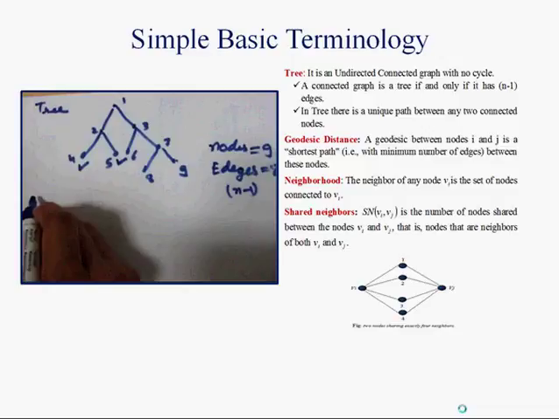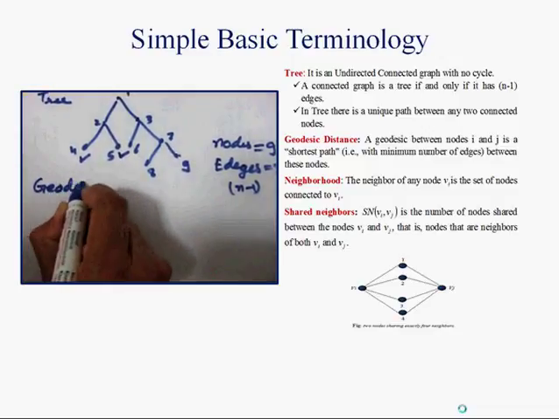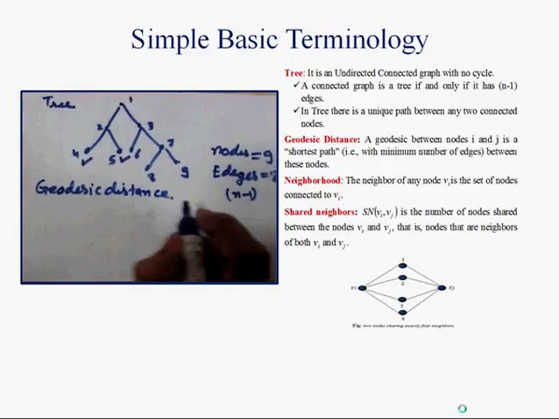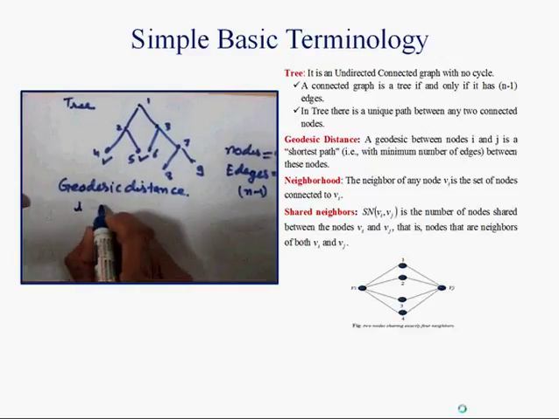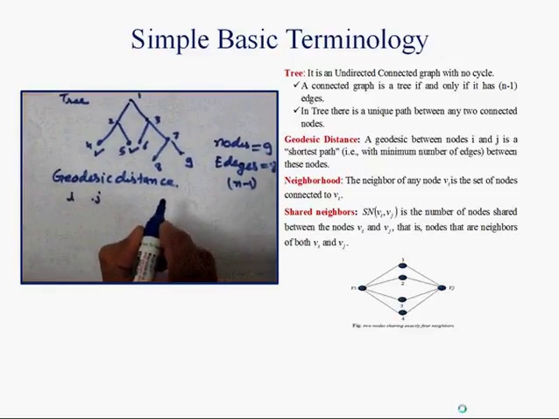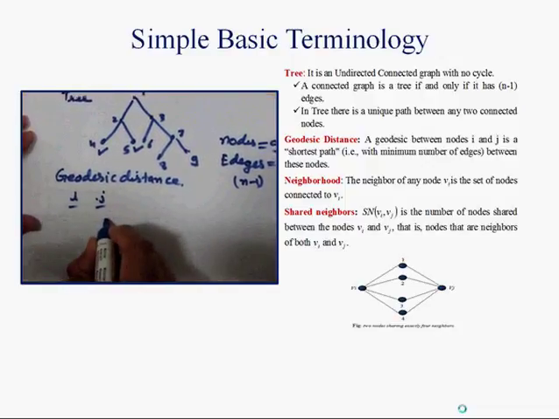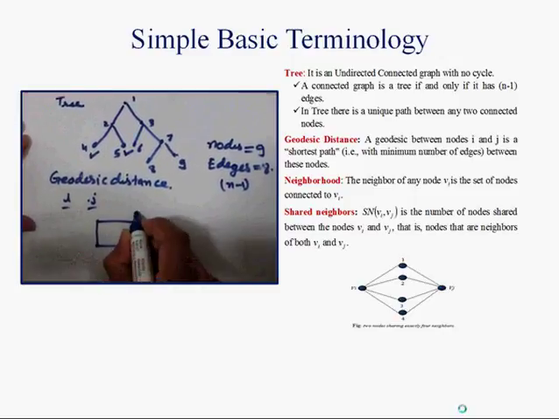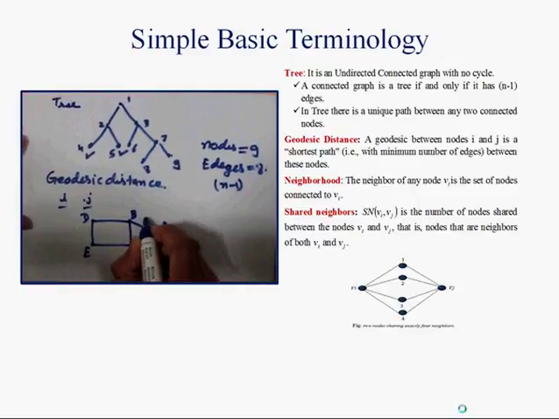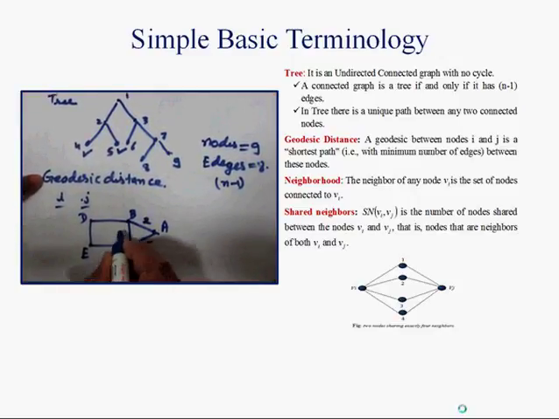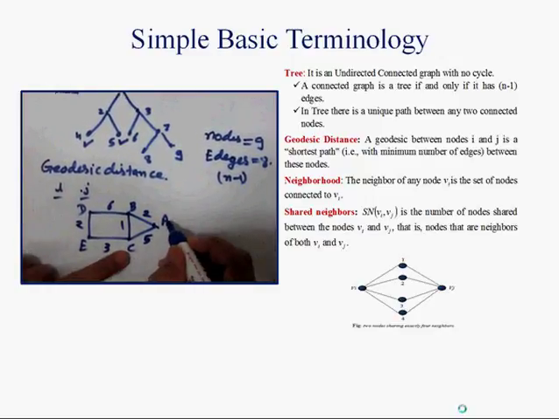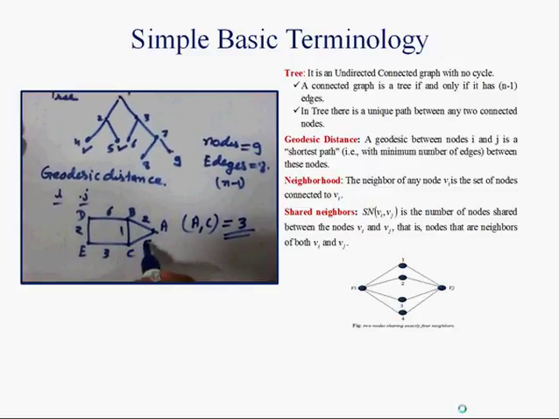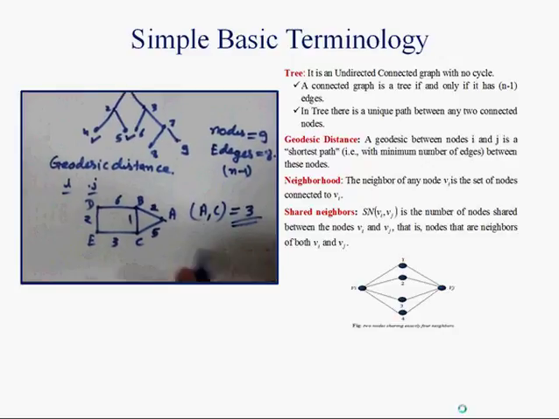Now another term is geodesic distance. Geodesic distance is generally known as the shortest path. A geodesic distance between nodes i and j is the shortest path between these nodes. For example, we have a graph with nodes like this. Then the geodesic distance between A and C will be 3, the shortest path or minimum number of nodes between A and C.